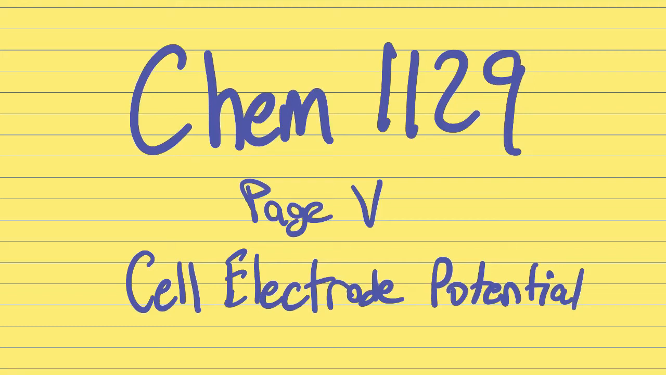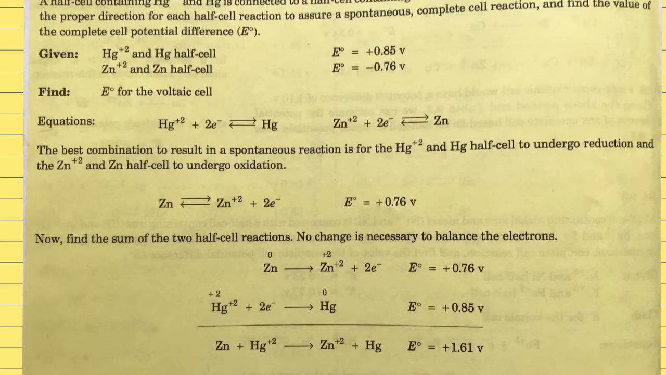All right, let's talk about chemistry 1129. On page V, we have a couple problems to do related to cell electrode potential. These problems, I'm not sure I'm going to explain them in all the chemical terminology that the PACE does, but let me just kind of demystify for you what's happening and how to set up the equations to get the right answers on these problems.